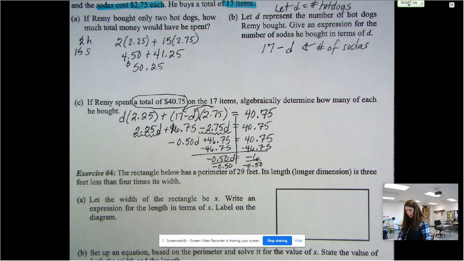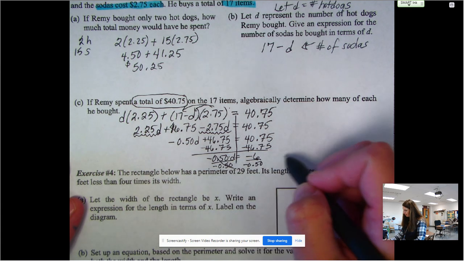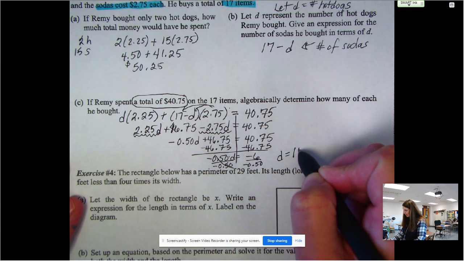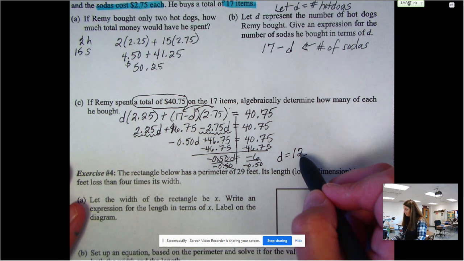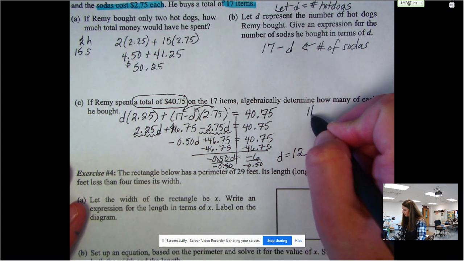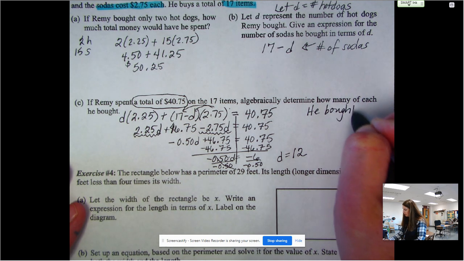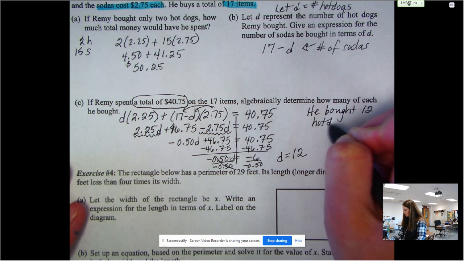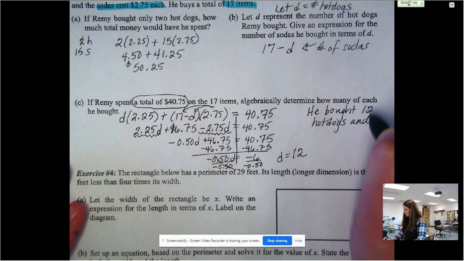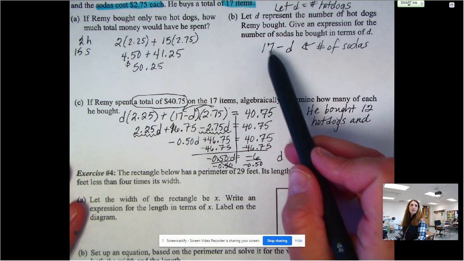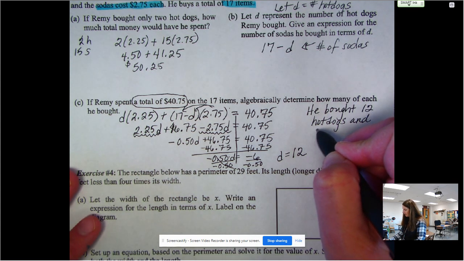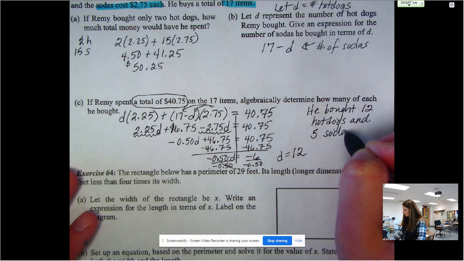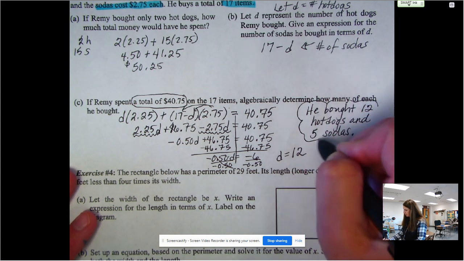I'm just going to type it in because I got a little bit of a problem wrong the other day, I think, on my video. All right, so D equals, I'm getting positive 12. So that means if D is hot dog, he bought 12 hot dogs. And, well, let's see, 17 minus D is soda. So 17 minus the 12 hot dogs. 17 minus 12, 5 sodas. Okay, and that's our answer.